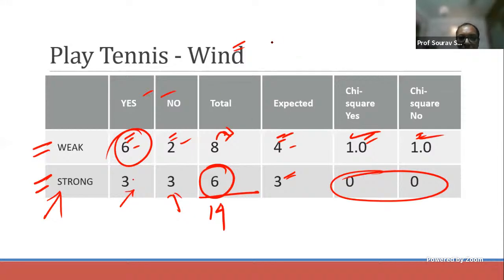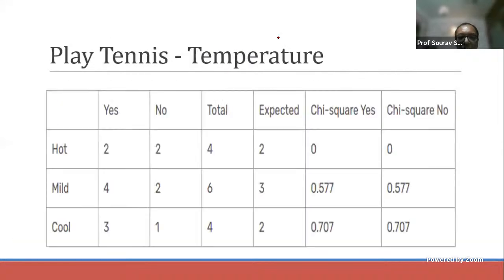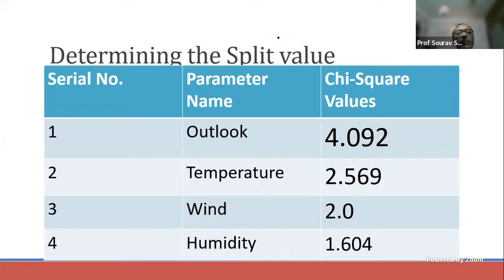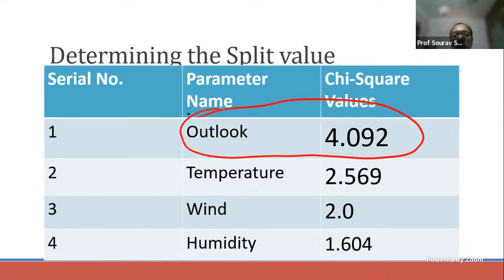So what I'm doing is that I'm tabulating all the values. And these are the chi-square values for each of these cases: outlook, temperature, wind, and humidity. You can see that outlook is having the maximum chi-square value. So this is the first variable based on which I tested, right?